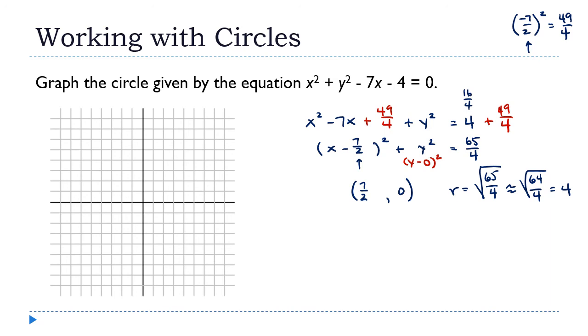And now I know everything I need to know to graph this. I'm going to go over 7/2. That's 3.5 up 0. Then I'm going to go 4 in every direction. 1, 2, 3, 4. 1, 2, 3, 4. And you can go down 4 and up 4. Then here comes the hard part.